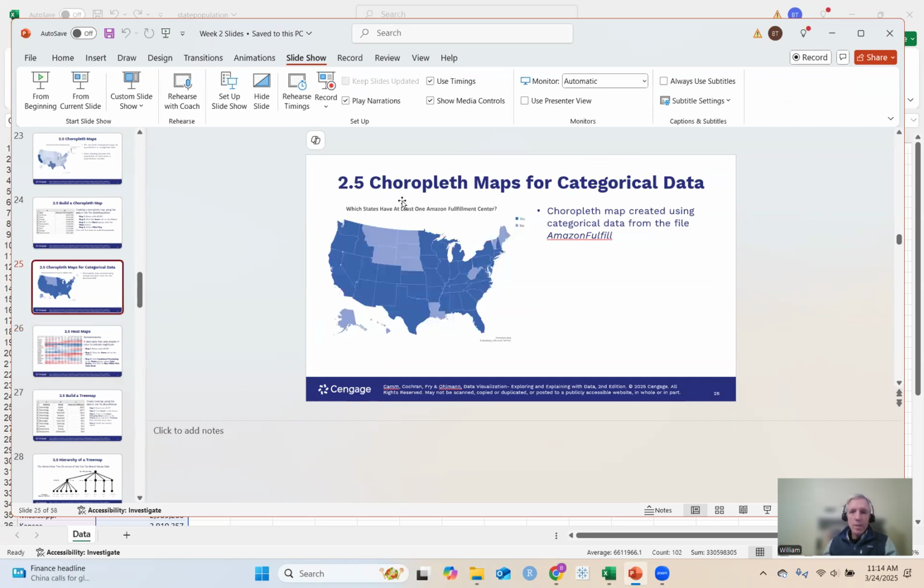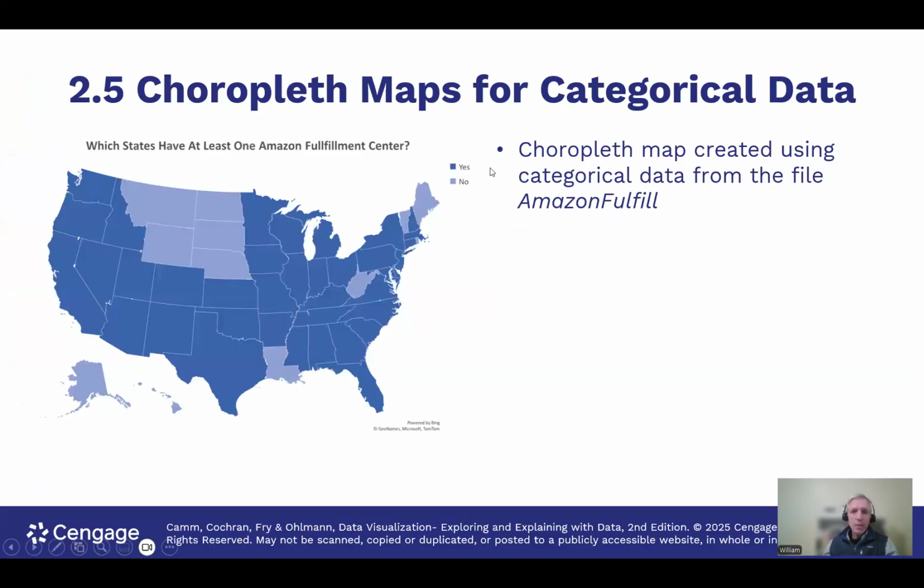In 2.5, there's a data set called Amazon Fulfill. You want to go pick that. And there are yes, no answers. Yes, it has a distribution center. No, it does not. So that's an example of categorical data laid onto a map. And so you only have two colors here, yes and no. Let me get that bigger, sorry. You only have two colors here, yes and no. And the states are drawn whether they have a distribution center or they do not. I'll leave that as an exercise for you.